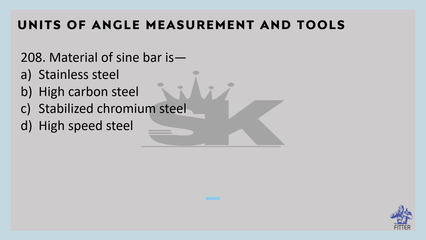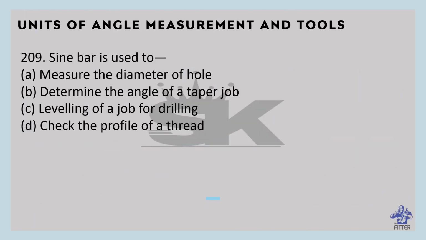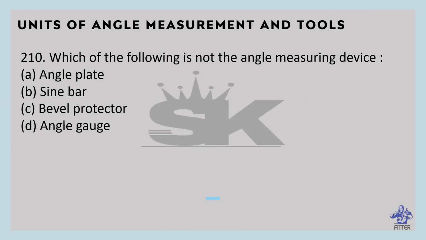Material of sine bar is stabilized chromium steel. Sine bar is used to determine the angle of a tapered job. Which of the following is not the angle measuring device? That is angle plate.